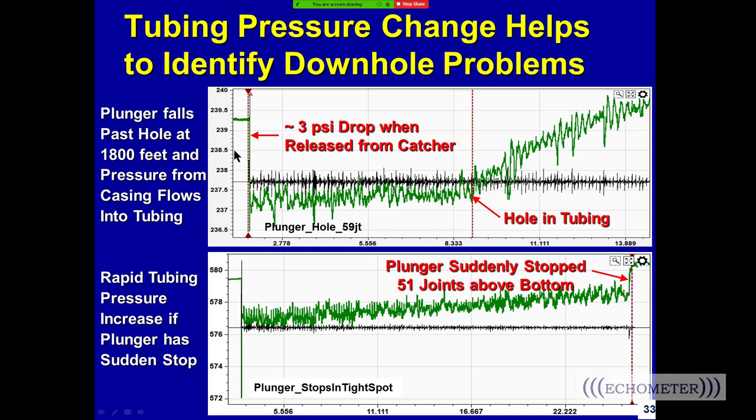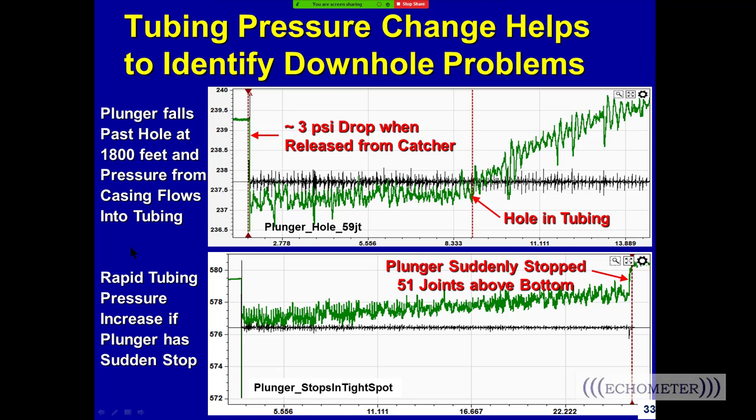Now this one has a hole in the tubing. And so here we drop the plunger and it's falling down the well. And it says here it's the 59th joint. And at the 59th joint, you can see that as the plunger went by this little tiny hole, the gas in the casing started flowing back in, equalizing the pressure back to where it was when you dropped the plunger, because the weight of the plunger pushed the gas out of the hole until the plunger went by and was no longer on that hole. And so now the gas has to flow back in from the casing to equalize the pressure at the hole. And that's what's happening right here.